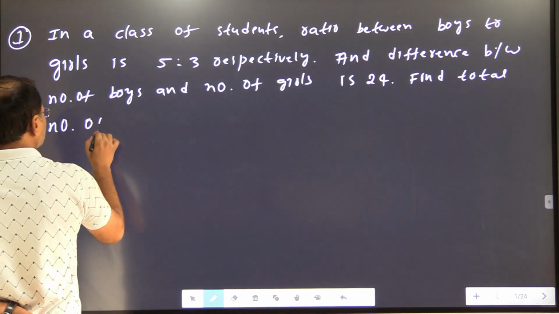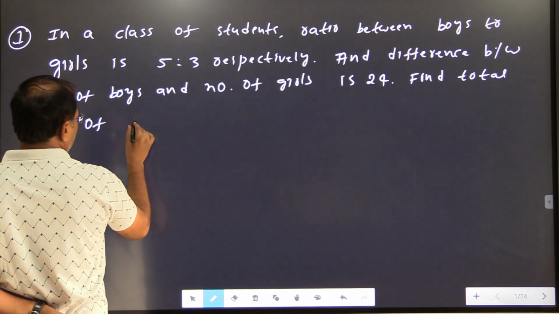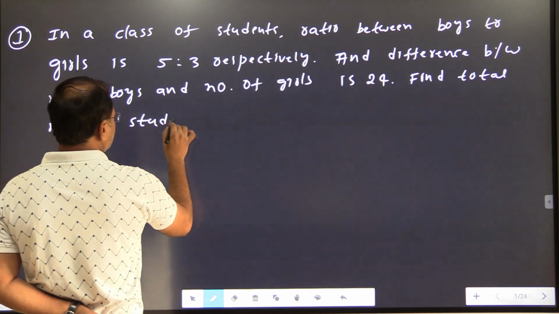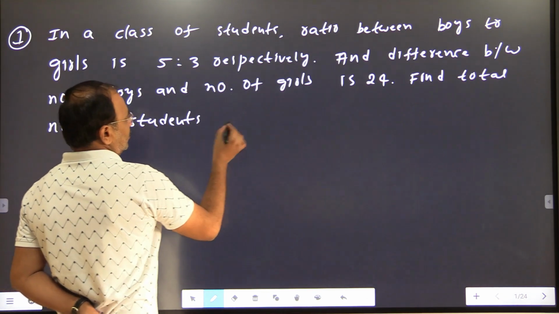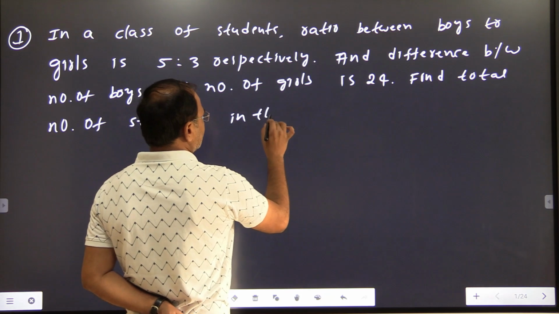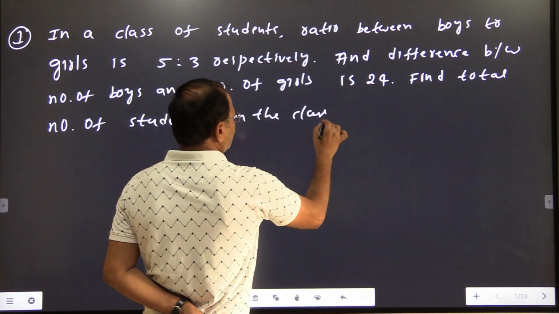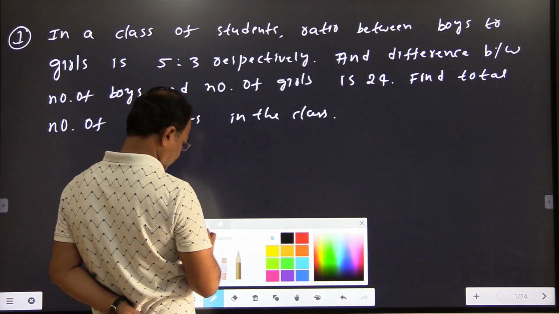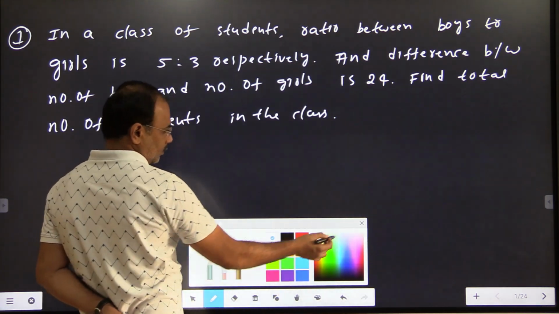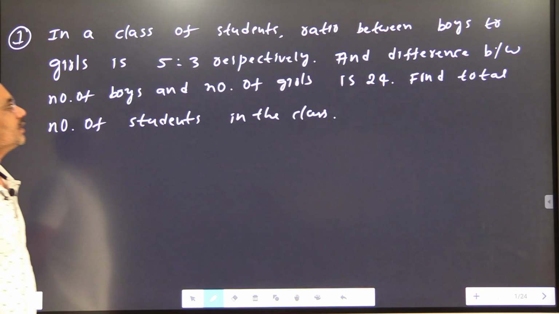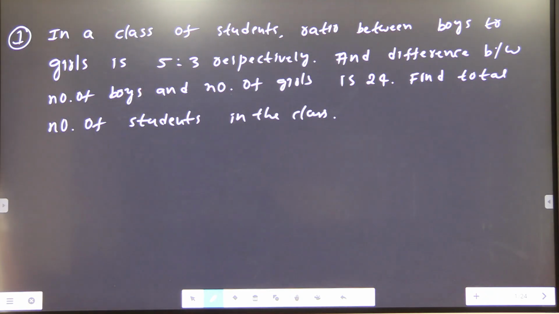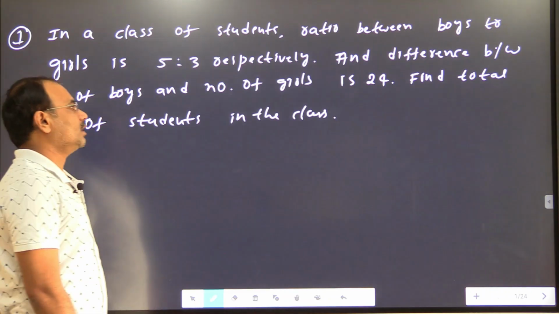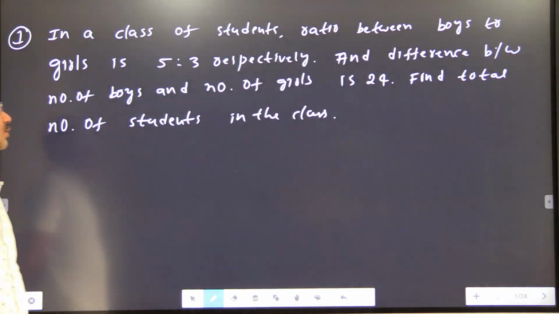Number of students in the class. Okay, in the class. So this is the question. In a class of students, the ratio between boys to girls is 5:3 respectively, and difference between number of boys and number of girls is 24. Find total number of students in the class.